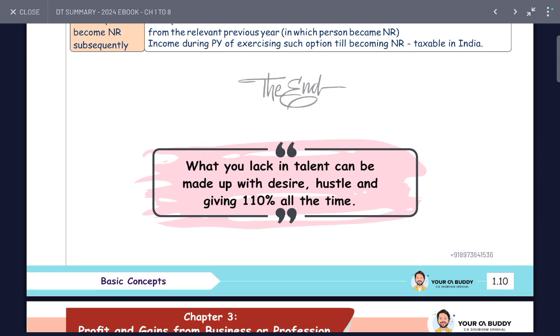What you lack is talent, which can be made up with desire, hustle, and giving 110% all the time.